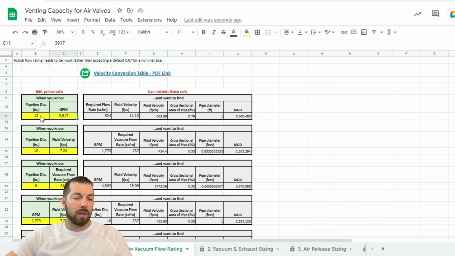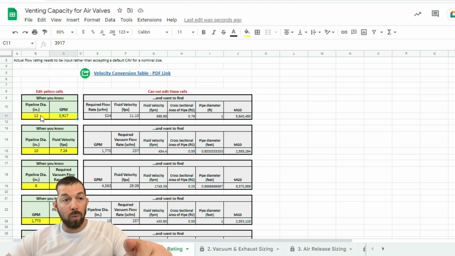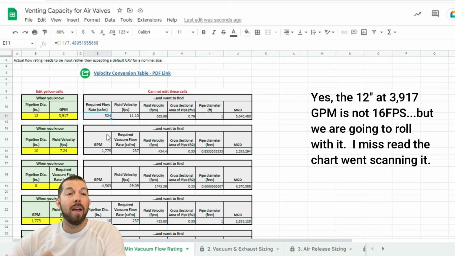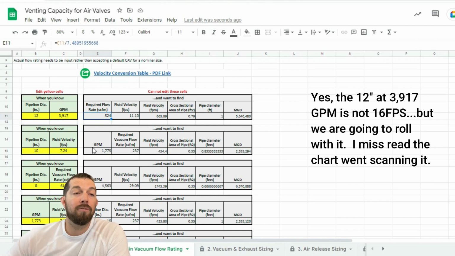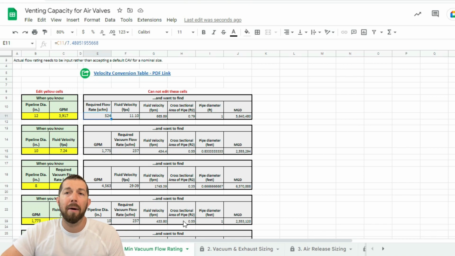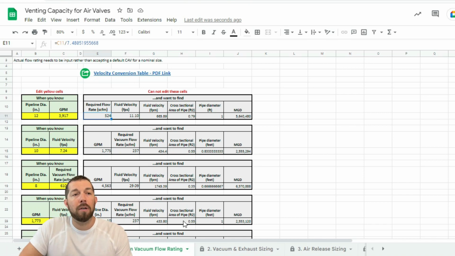So if we look at the flow velocity chart, and then we look also for the 12-inch size within that, we're going to come up with a figure. We're going to plug in that 3917, it's already there. We get a required flow rate that the air valve must flow, in SCFM, for the air flow rate. So we got a number of 524. I would challenge, if you guys have standards also, whatever air valve manufacturer you're looking at, make sure it can flow that SCFM.